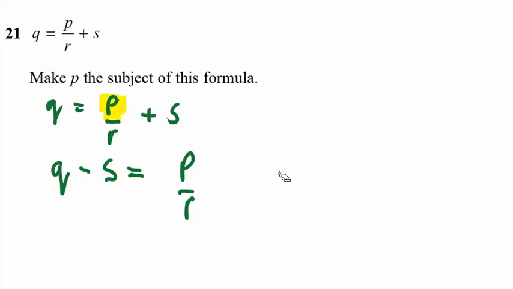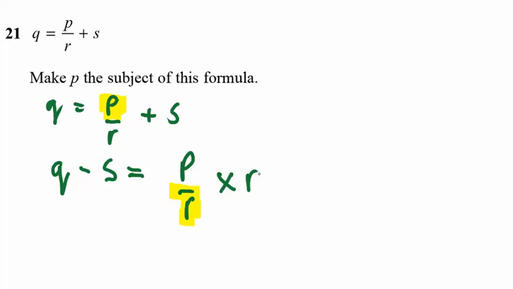Now we've got Q minus S is equal to P divided by R, and we've got to do the inverse to divide by R. This is what we've got here. We've got a divide by R. Well, obviously the inverse to divide by R has got to be multiply by R. Now I can't simply multiply that side by R without doing exactly the same on the other side, so we have to balance it up.